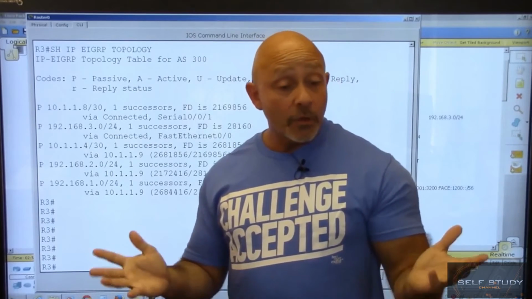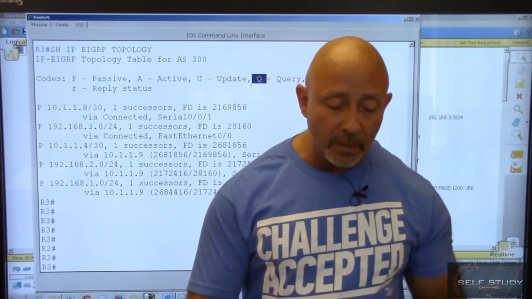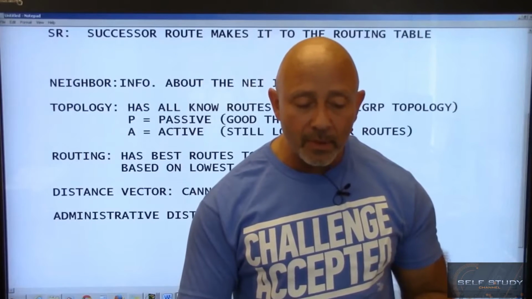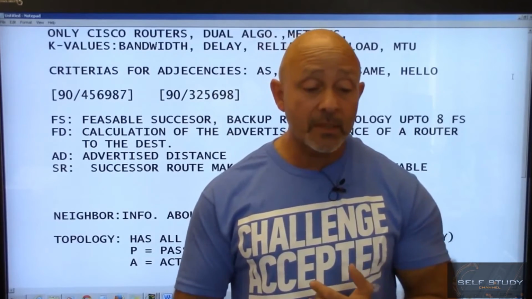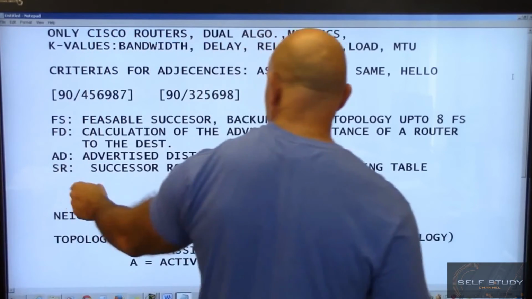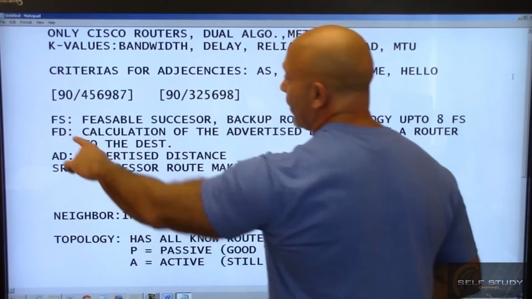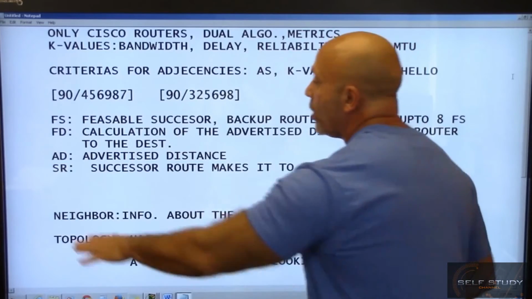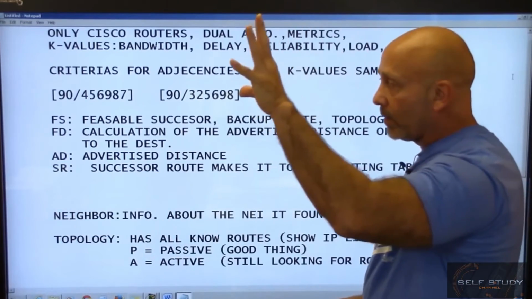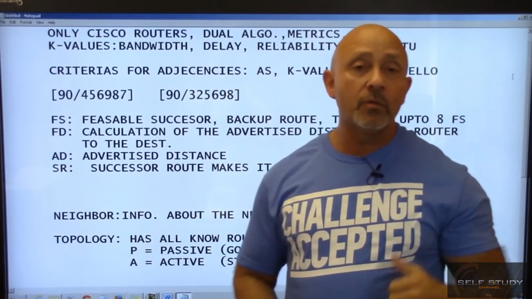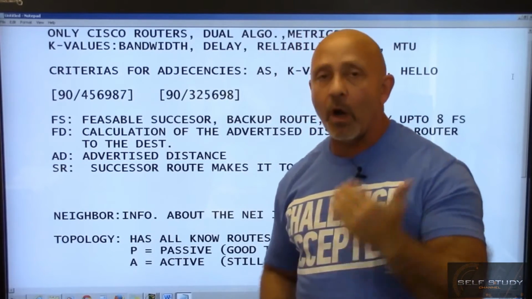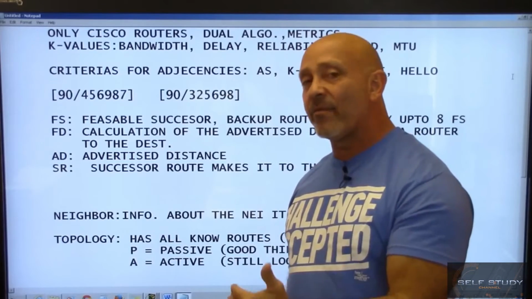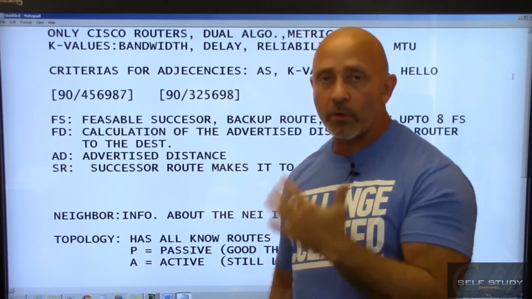All right, so that's EIGRP. What do you need to remember? Hey, the terminology of what a feasible successor, feasible distance, advertised distance, and the successor routes are. Know that the feasible successors are backup routes. Know that your successor routes are the ones in the routing table. Know your K values. Know the fact that you have to have the same autonomous system number across each and every router for the certification.